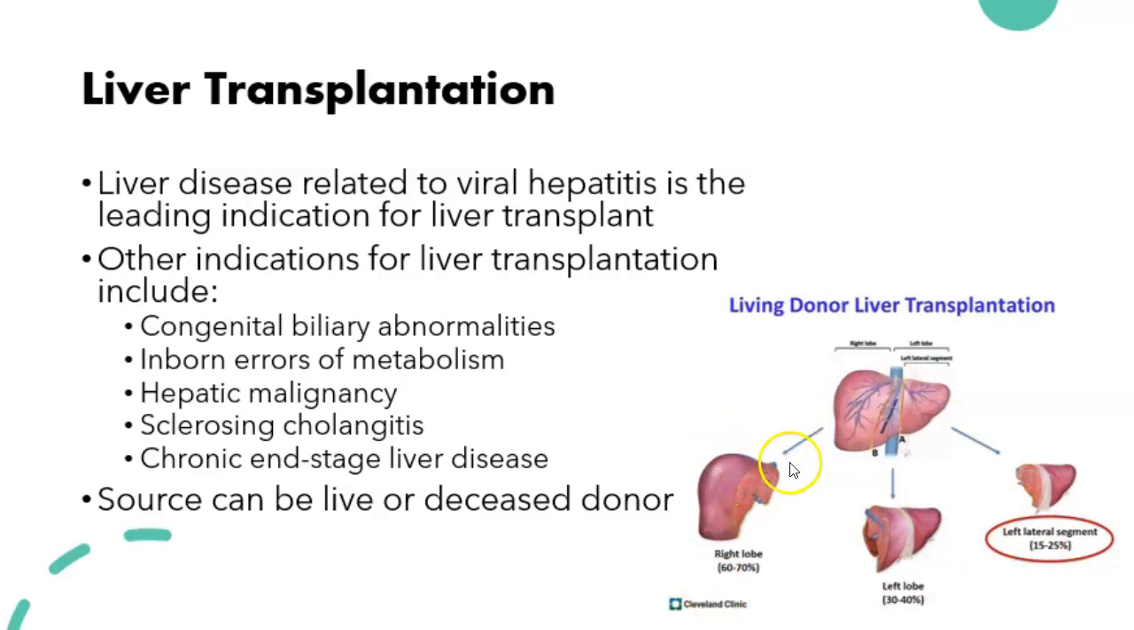Types of liver transplantation grafts are in the picture right here on this lower right-hand corner. So a right lobe, which is like 60 to 70% of the liver, this might be needed for an adult or a large teenager. Left lobe is about 30 to 40%, so that might only be for like a small teenager. And then the left lateral segment, 15 to 25%, might only be needed for infants or small children.